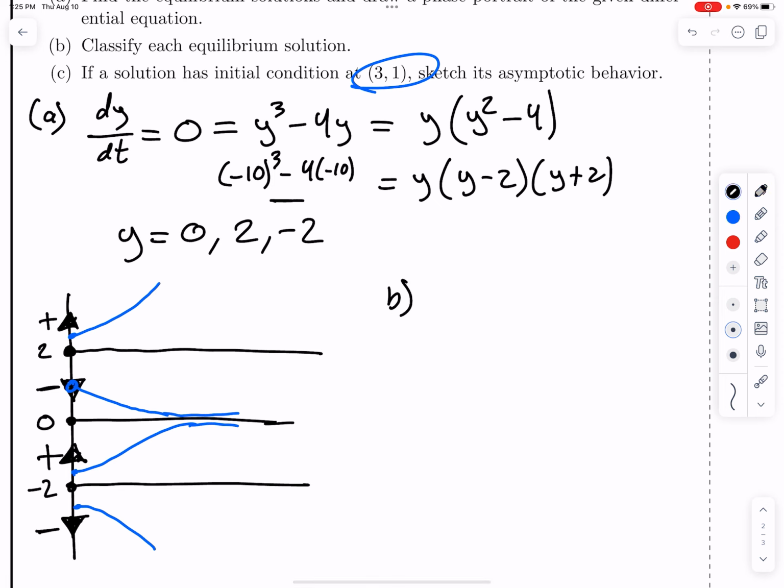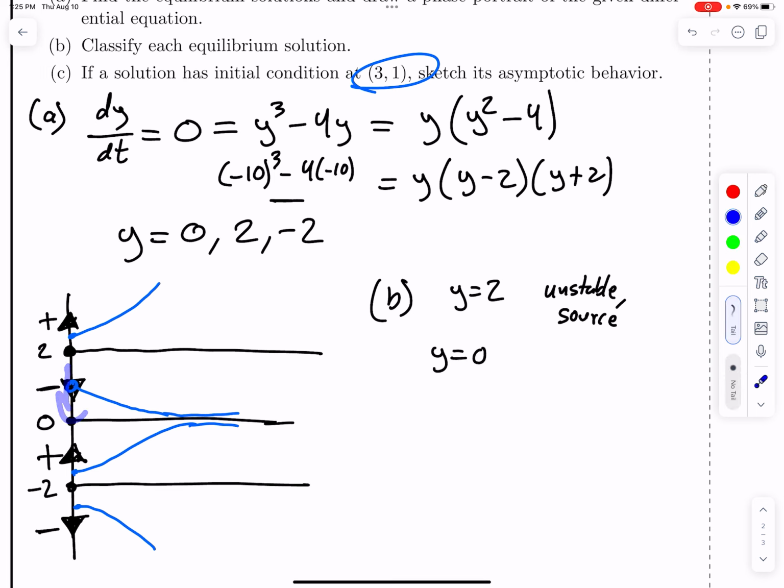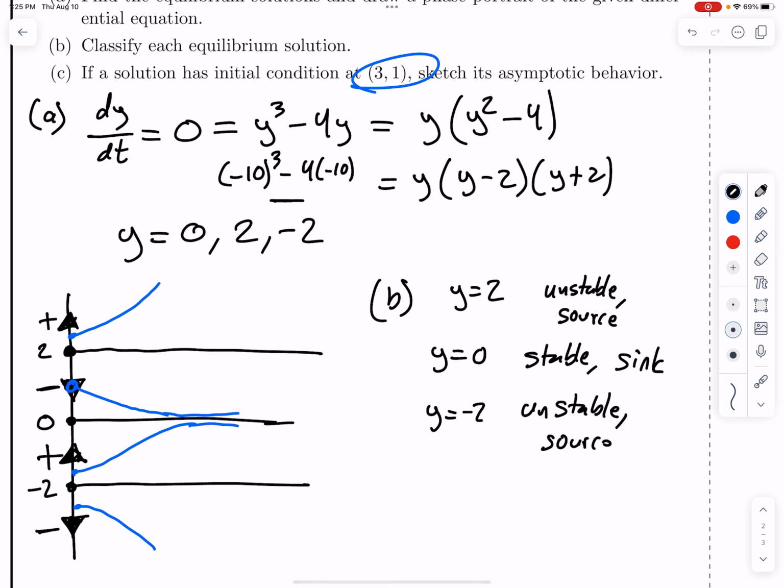So part B, but let's do them in order. Part B says classify the equilibrium solutions. At y equals 2, it looks like solutions are diverging away from 2, so this is unstable, or you could call it a source. At y equals 0, it looks like solutions are coming towards 0, right? So we're coming in, so that's going to be stable, or you could call it a sink. And then y equals negative 2 is, again, unstable, or you could call it a source.